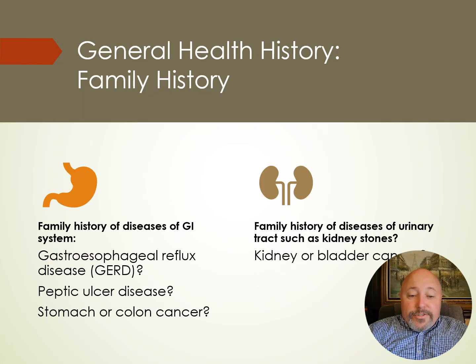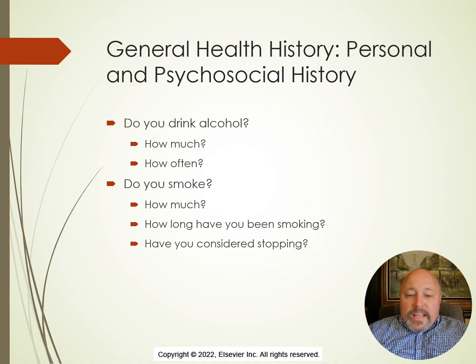Looking at their family history, any history of things like GERD, peptic ulcers, or stomach or colon cancers that could frequently run in families? Alcohol is going to be a major assessment here. Do they drink? And if so, how much? How often? Also, do they smoke? And again, how much? How often? And how long have they been smoking?